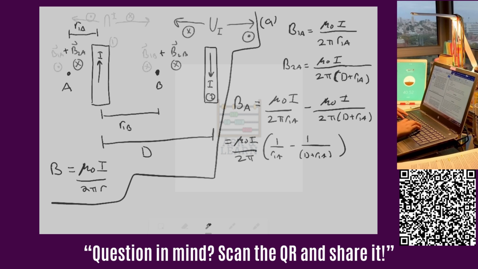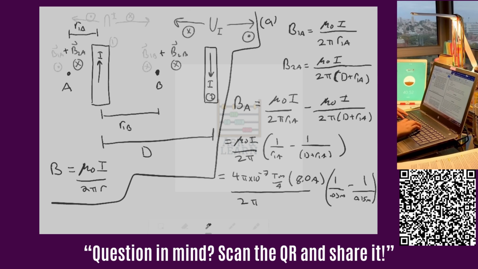Okay, let me plug all these things in. Mu naught is 4 pi times 10 to the negative 7 Tesla meters per amp. Divide that by 2 pi, multiply that by the current through these wires, which is 8 amps. And then we have to multiply that all by 1 over the distance from wire 1 to point A, 0.03 meters, and then subtract that from 1 over the total distance D plus R1A. And that's going to end up being 0.15 meters.